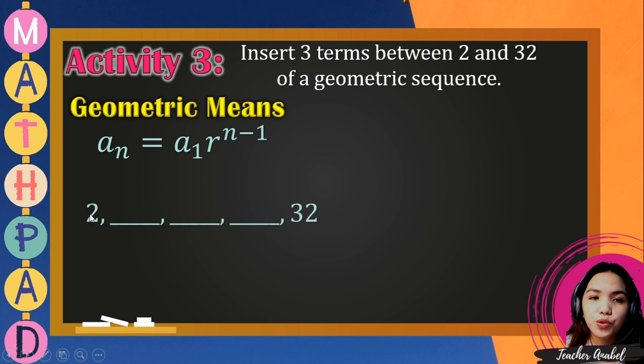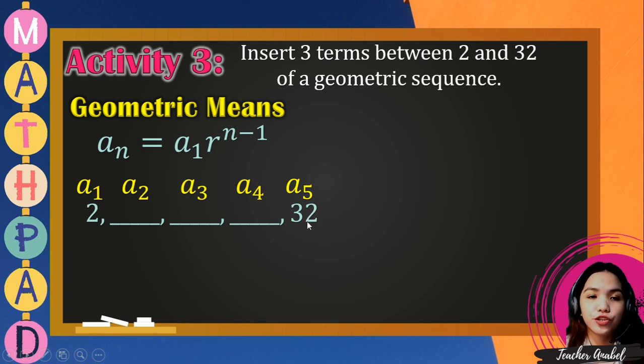So, the first term is 2, and then we are going to insert 3 terms in between 2 and 32. So, our a sub 1 is 2. The missing terms are second term or a sub 2, third term or a sub 3, fourth term or a sub 4, and the last term here we have a sub 5, which is 32. Now, a sub 5 will replace a sub n in the given formula. And for a sub 1, we have this.